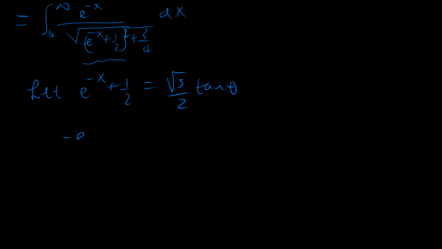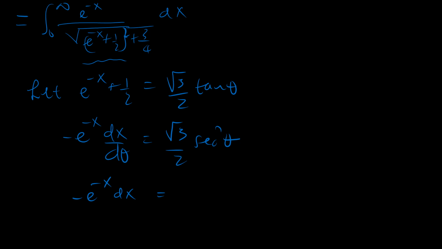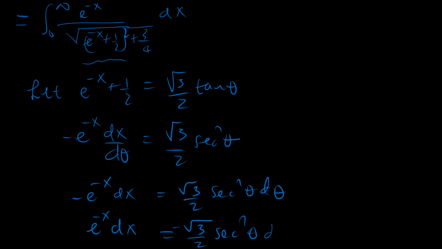So negative e to the power negative x dx d theta is equal to root 3 over 2 sec squared theta. And so negative e to the power negative x dx is equal to root 3 over 2 sec squared theta d theta. And so we can substitute for e to the power negative x dx with negative root 3 over 2 sec squared theta d theta. Let's look at the limits.